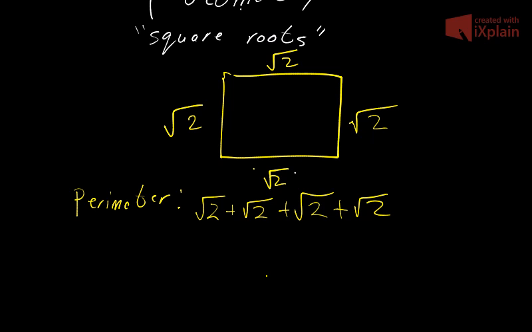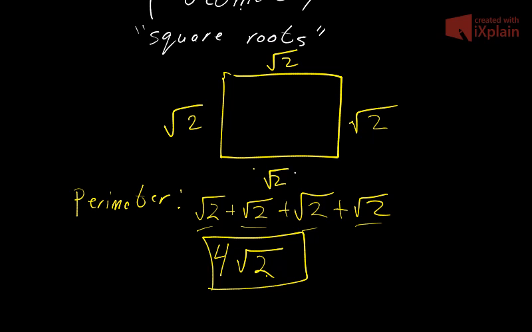So if that's my perimeter, that looks kind of ugly because I got all these things put together. But if we count, I have 1, 2, 3, 4 root 2's. So that's what we're going to write. 4 square root of 2, which is also 4 times the square root of 2, but sometimes we leave that out. I just have 4 root 2's. And that would be the answer.